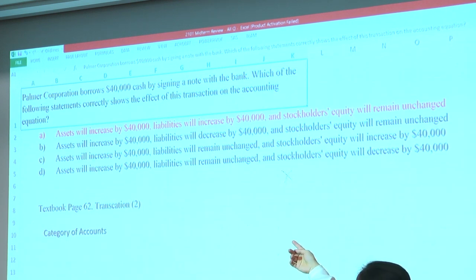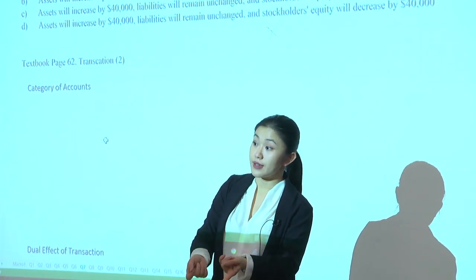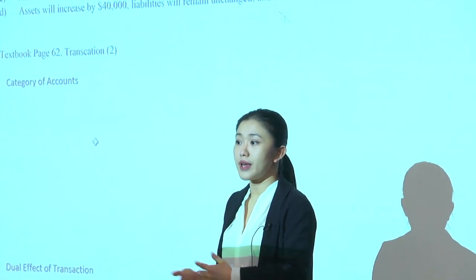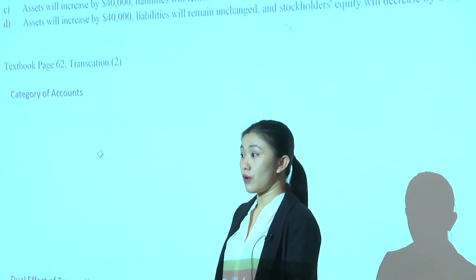We know for sure cash is affected, and the other account is something about a note, right? And we are borrowing money, so it must be a liability, so it's note payable. So we have two accounts here: one is cash, one is note payable. And then the second step is to think about the effect. Cash increases or decreases? Increases, right? We have it. And how about the liability, the note? We have a note now that we didn't have before, so the note increases.